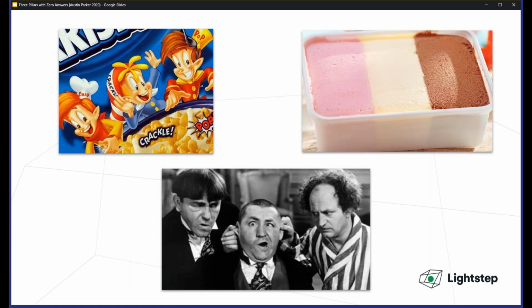And when we think of things, we like to think of things in threes: snap, crackle, pop, Neapolitan ice cream, Larry, Moe, and Curly. It might be that the reason there are 3 pillars is because we just like things that are sets of 3.